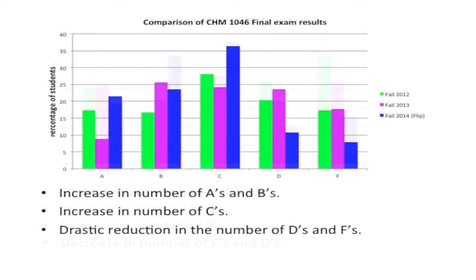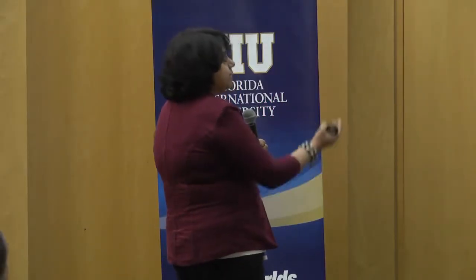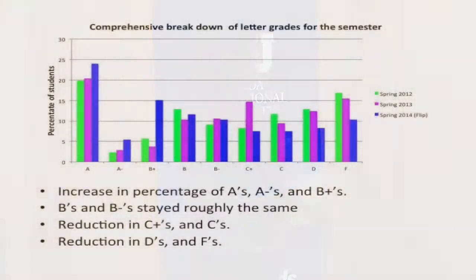And this is the final exam results. Again, A's up, B's are almost the same, C's are up, D's and F's are down. So some of the F's and D's kind of turned into C's, and hopefully some of the C's turned into B's, and B's turned into A's.